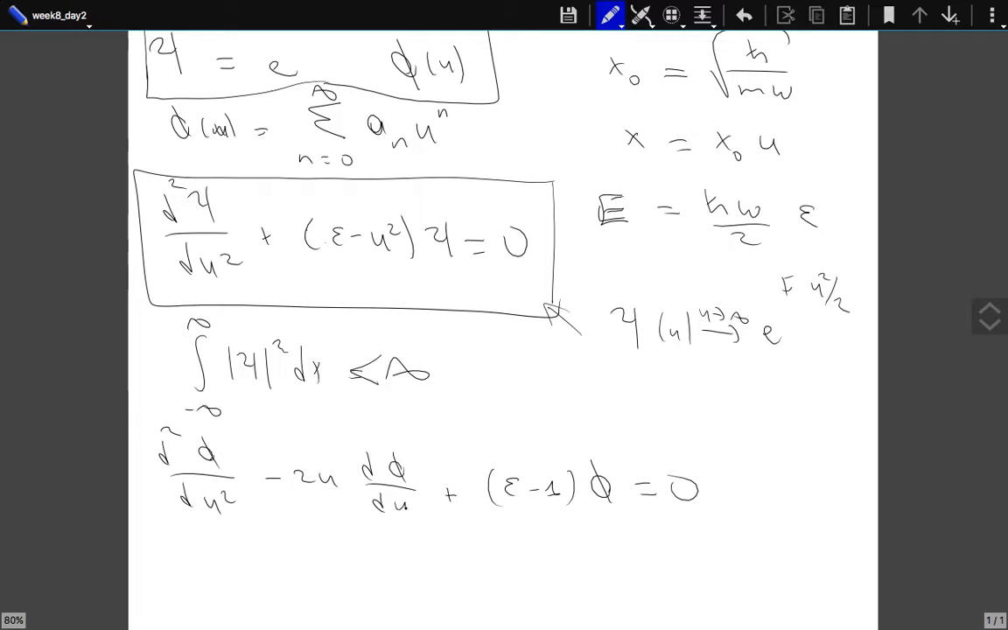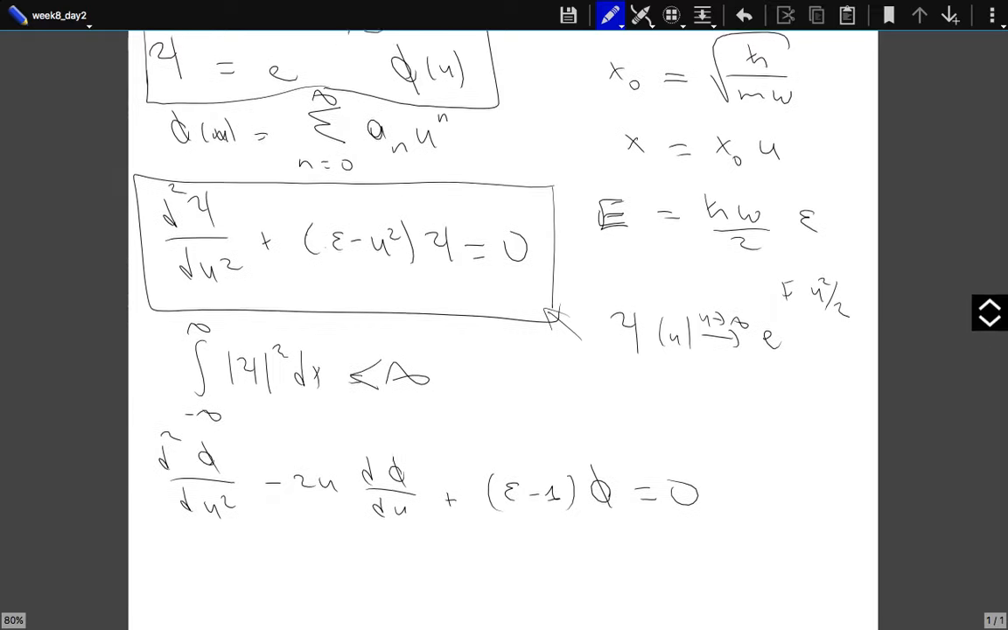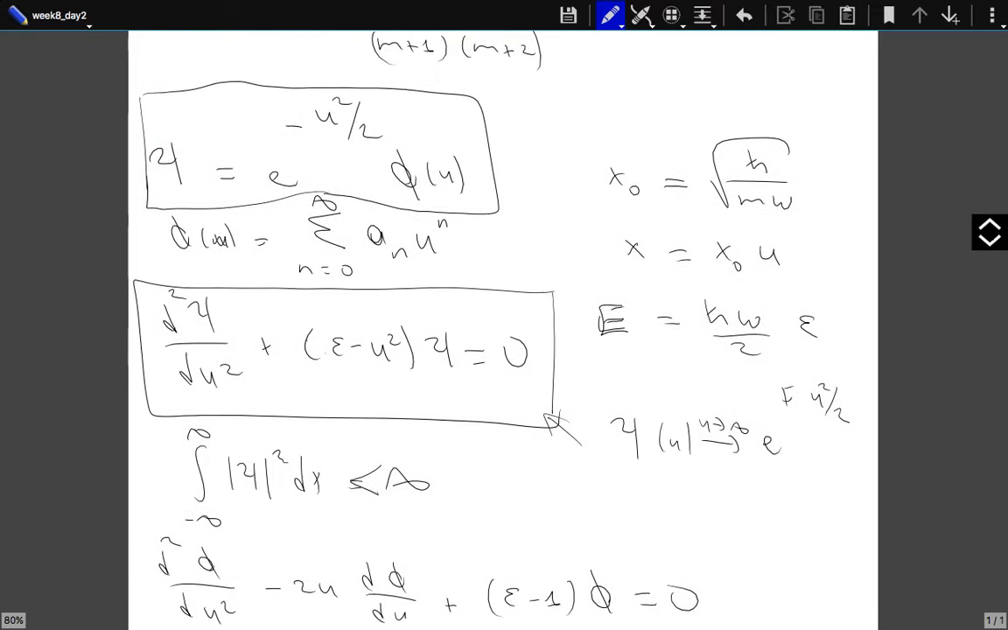And now we need to find solutions of this equation such that the phi doesn't go to infinity faster than e to the power u squared over 2. Well, you see, what we want is psi should go to 0. Otherwise, our function cannot be normalizable. It will diverge if psi doesn't go to 0.